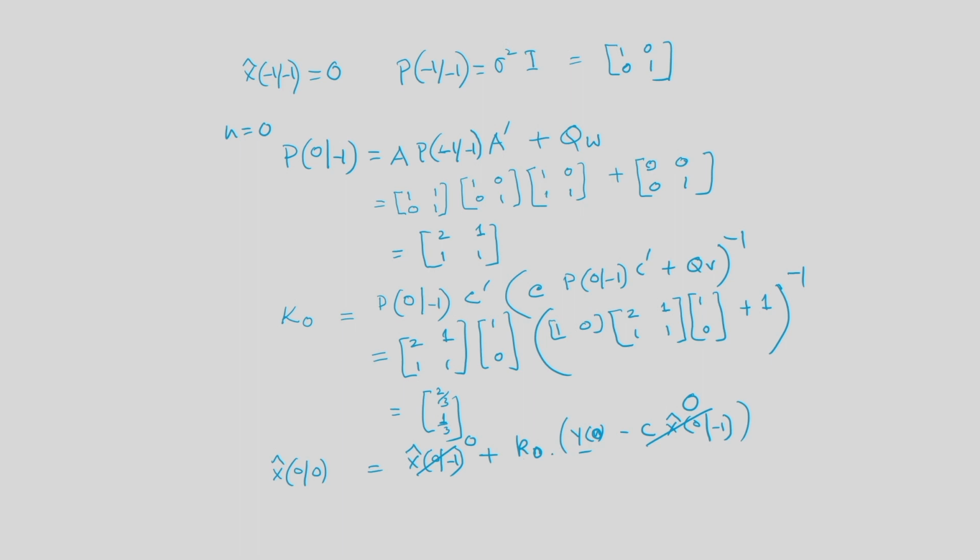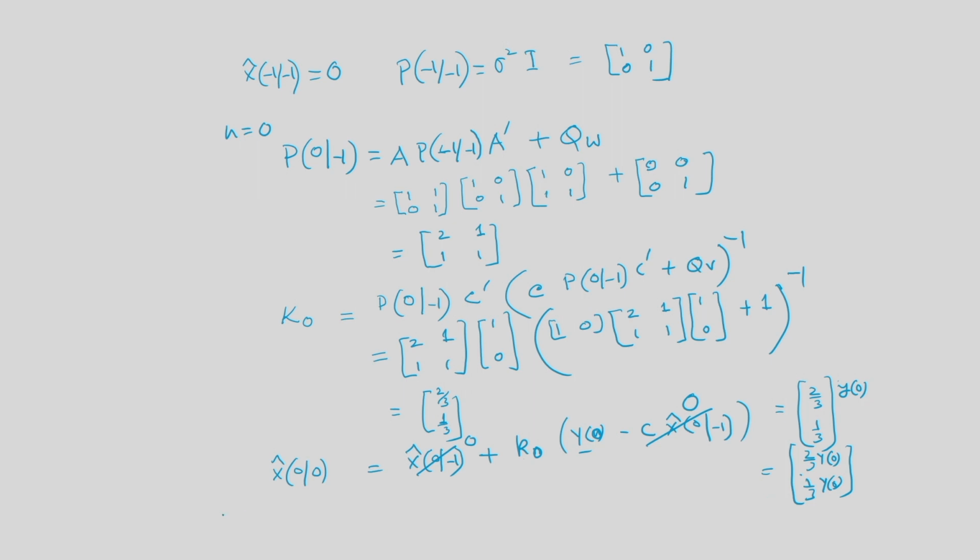Therefore, we will simply have K0 is 2/3, 1/3, into y0. So, this will be 2/3 of y0 and 1/3 of y0. This is the estimator for the states: this is the position, this is the velocity.